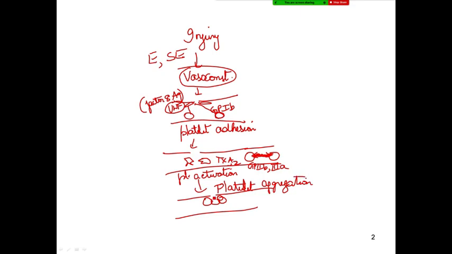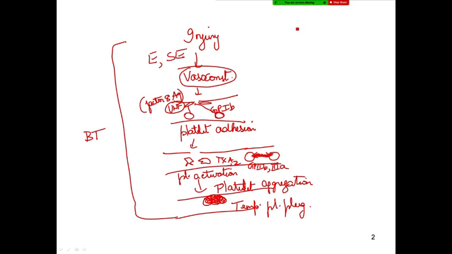Following platelet aggregation, a compact plug is formed which seals that vessel, and that gives rise to temporary platelet plug formation. What's the time interval from injury to temporary platelet plug formation called? Bleeding time.